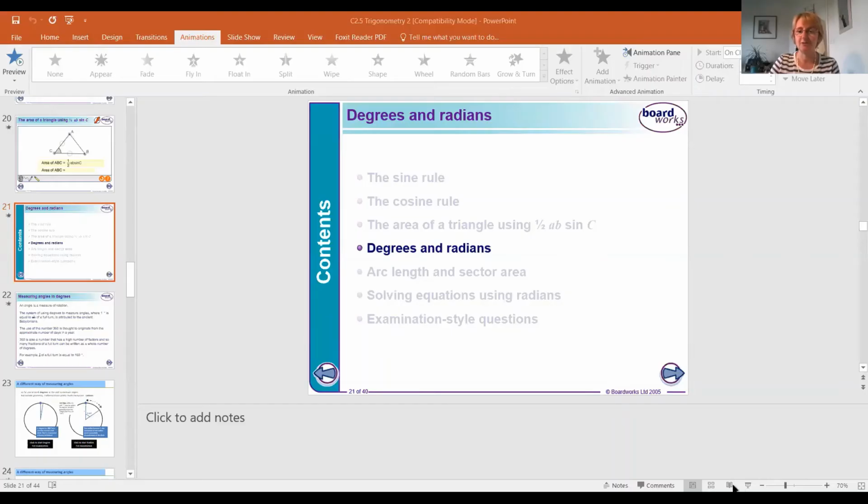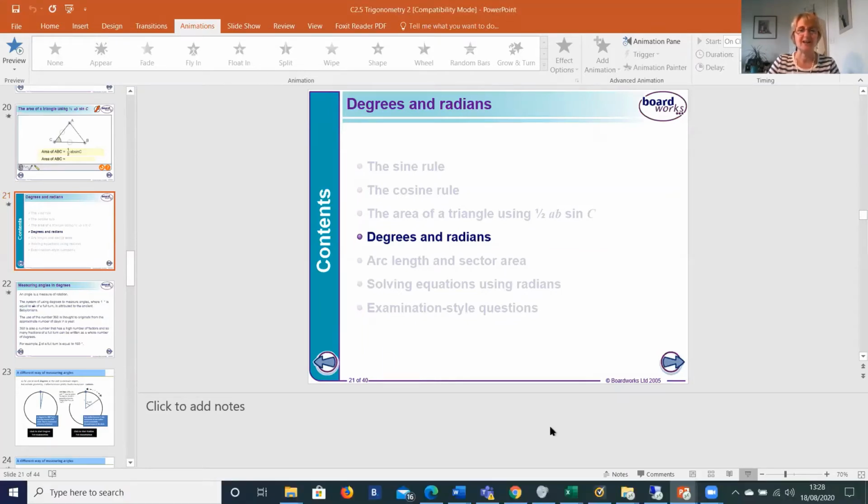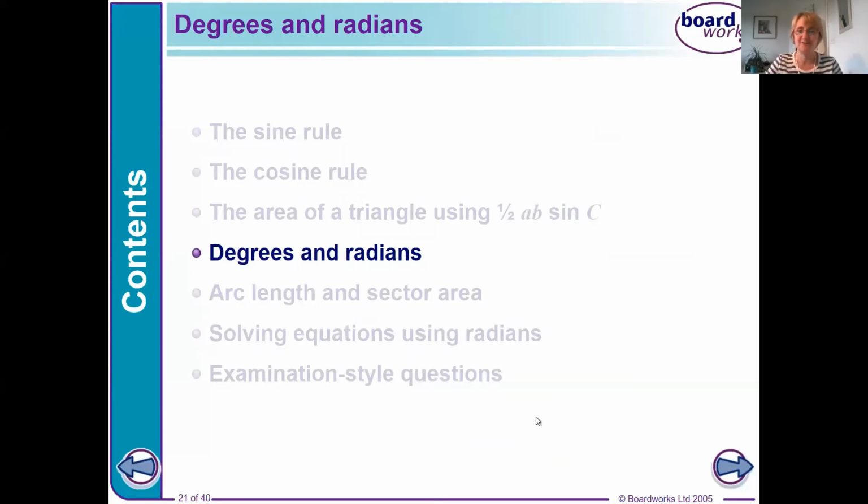So get your file paper in front of you. Make sure you're going to take notes, and I'm going to share my screen with you to help take you through this topic. So your title then, Degrees and Radians.